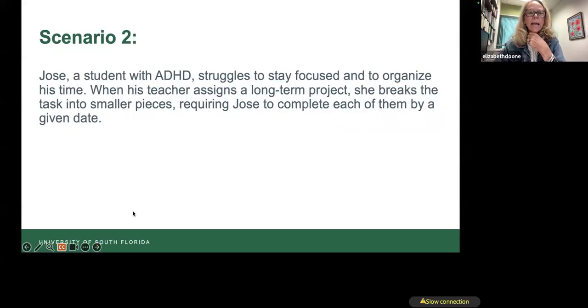Okay, scenario 2. Jose is a student with ADHD and he struggles to stay focused and to organize his time. When his teacher assigns a long-term project, she breaks the task into smaller pieces, requiring Jose to complete each of them by a given date. Is that an accommodation or modification?